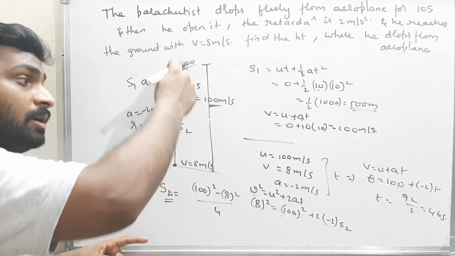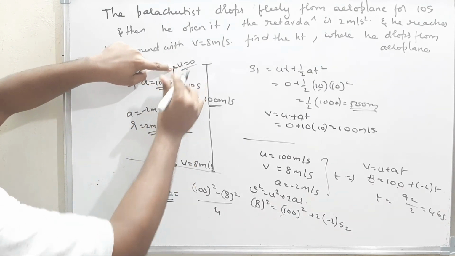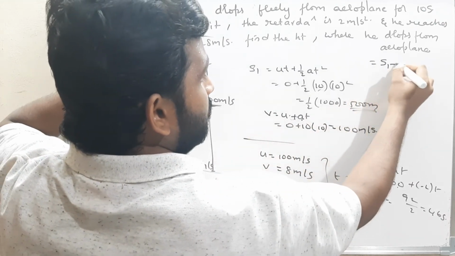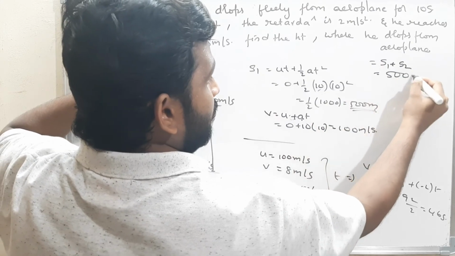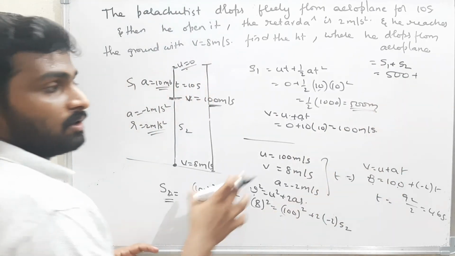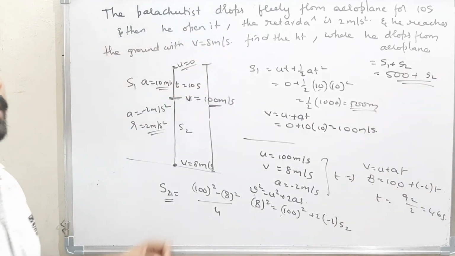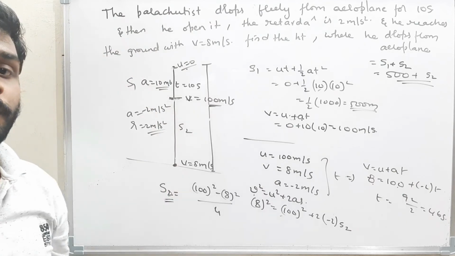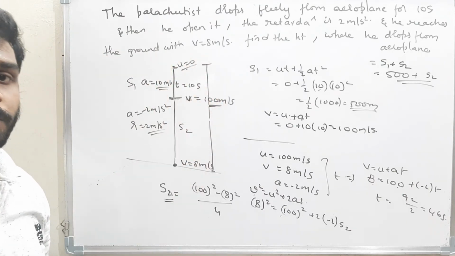Now what is the total distance from where he dropped to the ground? The total distance is nothing but S1 plus S2. This S1 is 500 meters. And what is S2? Calculate and keep it there. You will get S2, and that is the total height from where the person drops from the aeroplane. You guys can do these small questions. These are very small questions.